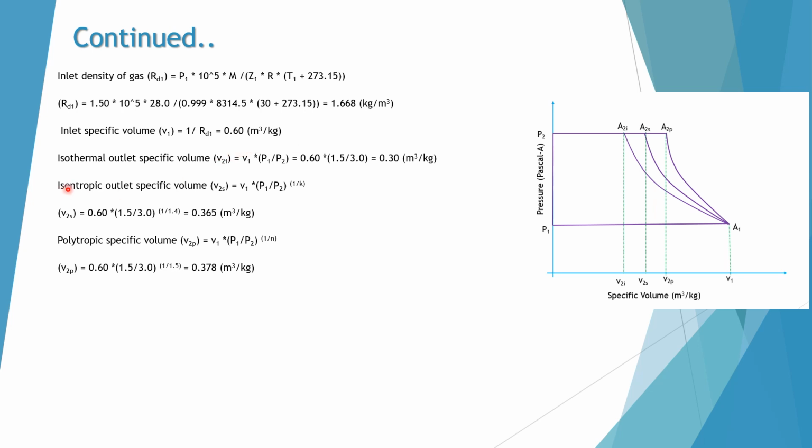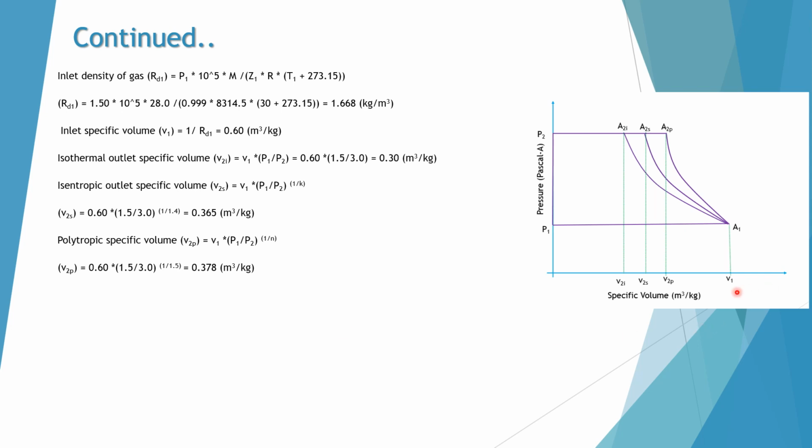Isothermal outlet specific volume V2I is V1 × P1 upon P2, so it is coming as 0.30 meter cube per kg. Isentropic outlet specific volume V2S is equal to V1 × (P1 by P2) to the power 1 by K, which is coming as 0.365 meter cube per kg. Polytropic specific volume V2P is V1 × (P1 by P2) to the power 1 by N. After putting this value, it is coming as 0.378 meter cube per kg.